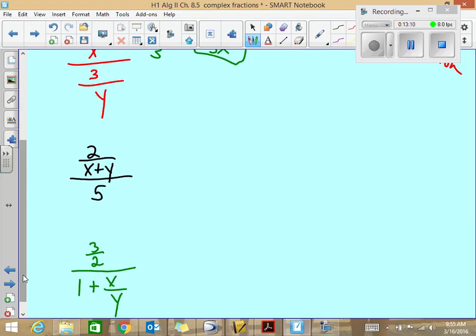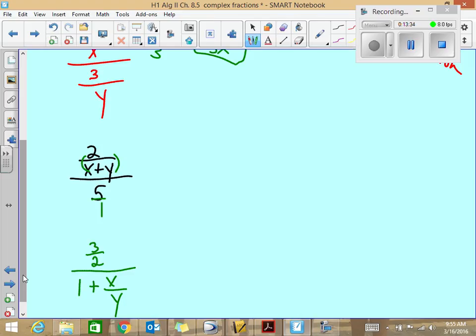Now, 2 over x plus y, is this a fraction? Yes, because again, think about that as a little family. This is not 2x plus 2y or anything like that. It is just 2 over x plus y, so it is already a fraction. Is 5 a fraction? It's not, but what can we do to make it a fraction? 5 over 1, right? So we can make it a fraction.